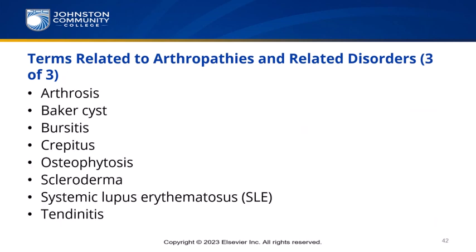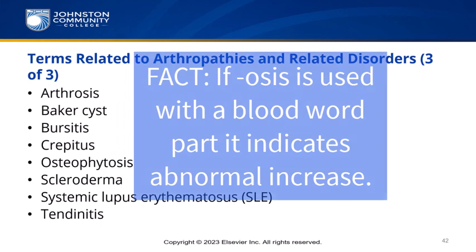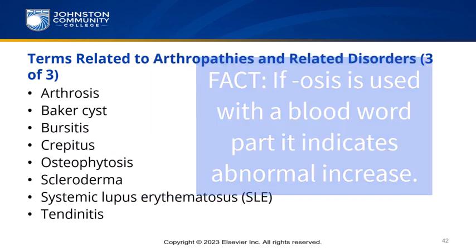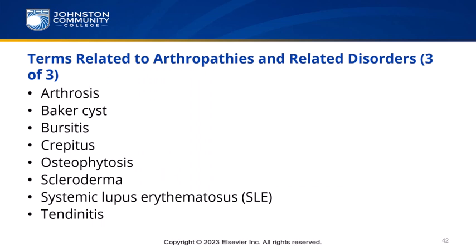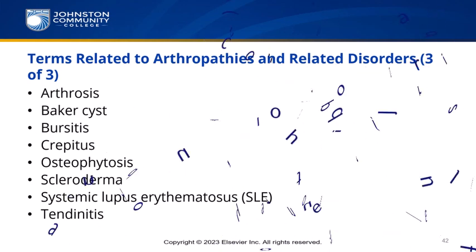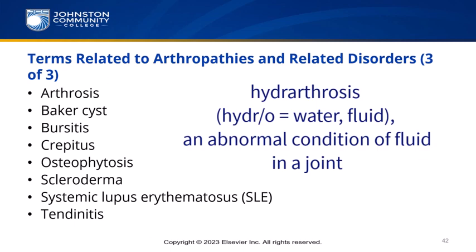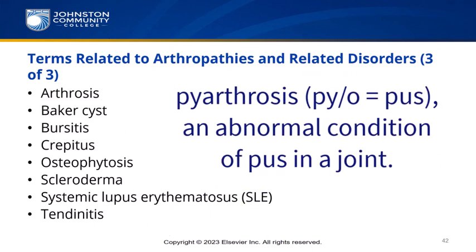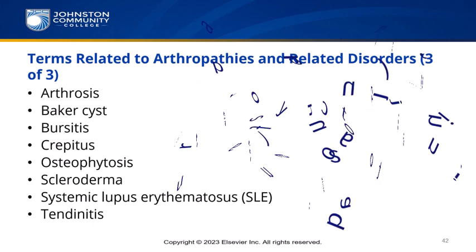And rounding up the arthropathies and related disorders, we have arthrosis, which is any abnormal condition of a joint. Osis means abnormal condition, unless it's with a blood word part. Then osis means abnormal increase, but here it's just an abnormal condition. Specific types of arthroses are hemarthrosis. Remember, hemo means blood, and this is an abnormal condition of blood in a joint. We also have hydroarthrosis, where hydro means water or fluid, and is an abnormal condition of fluid in the joint. And pyarthrosis, where pyo is our word part for pus. So this is an abnormal condition of pus in a joint.